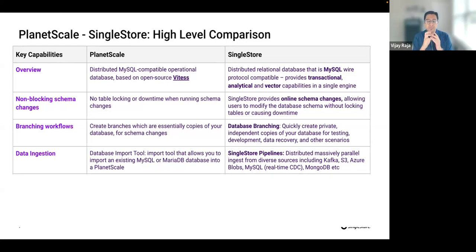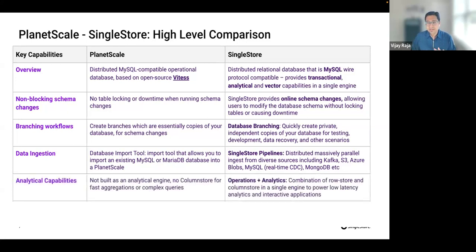So again, we have something called SingleStore Pipelines, and we'll talk a lot more about that in a little bit. One other key thing to highlight is analytical capabilities. A lot of the applications that users power today require some kind of interactivity, aggregations, some kind of analytics to be fed to the users, right? Especially the customer-facing applications.